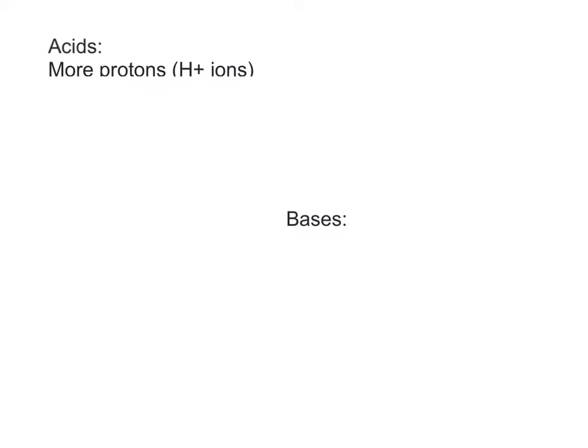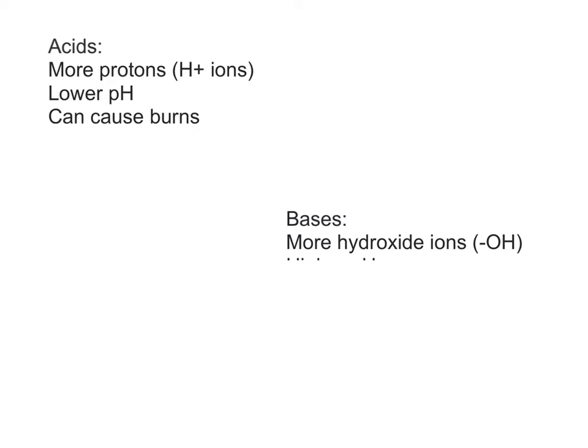So acids have more proton ions than bases. They have a lower pH and can often cause burns. Bases, on the other hand, have more hydroxide ions, or OH- ions. They have a higher pH and are caustic. We often use bases as cleaners in our house.